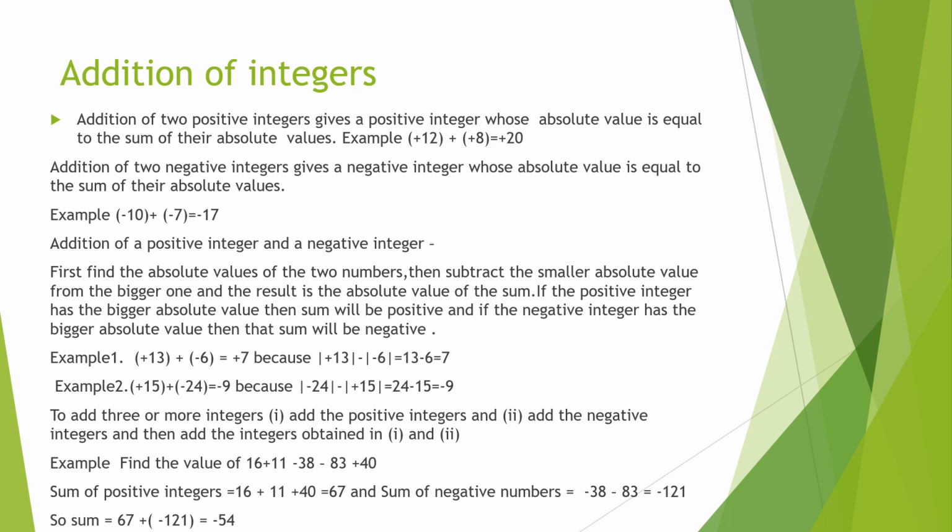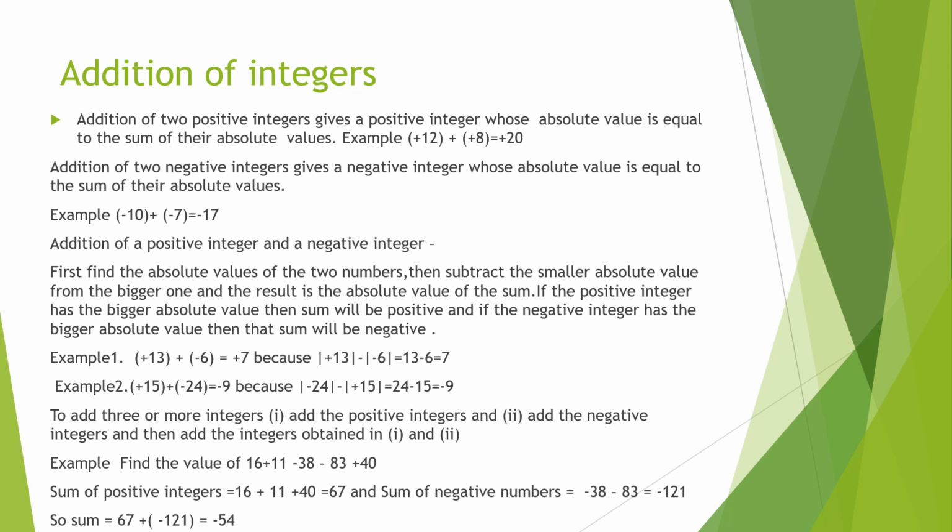Addition of a positive integer and a negative integer. First, find the absolute values of the two numbers, then subtract the smaller absolute value from the bigger one, and the result is the absolute value of the sum. If the positive integer has the bigger absolute value, then the sum will be positive. And if the negative integer has the bigger absolute value, then the sum will be negative.